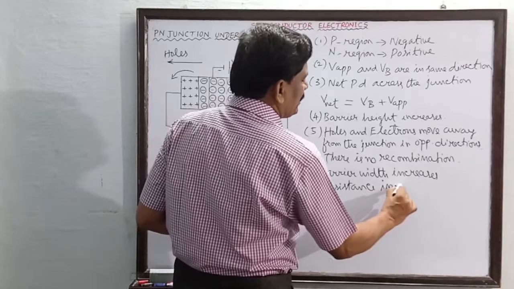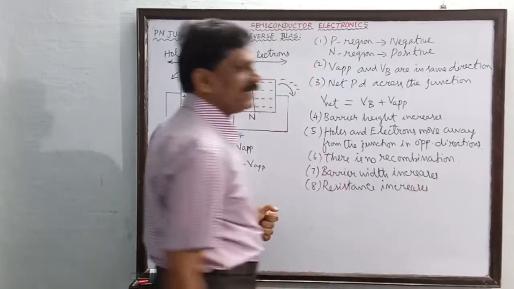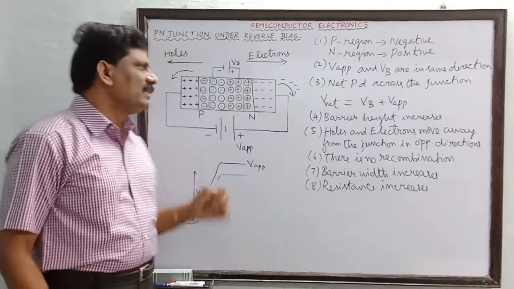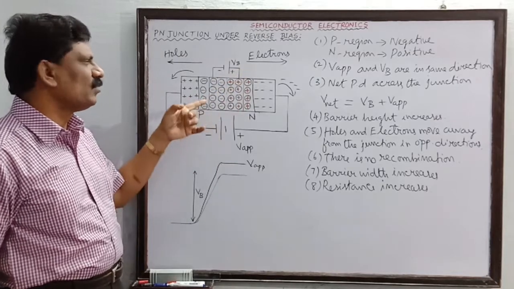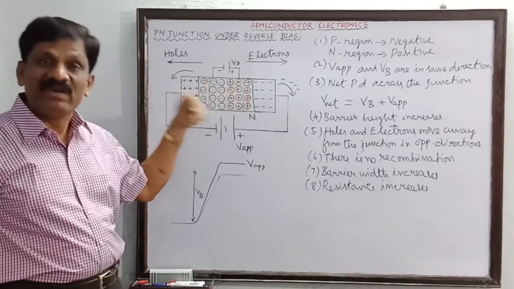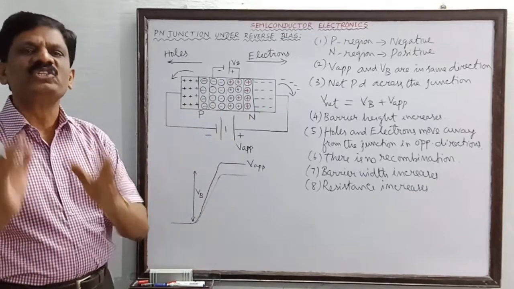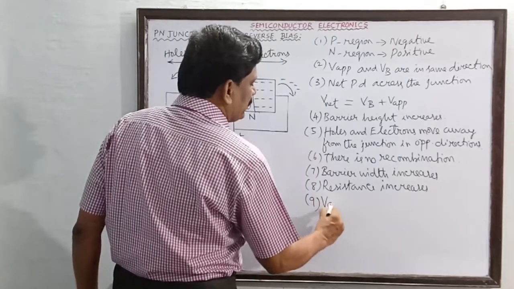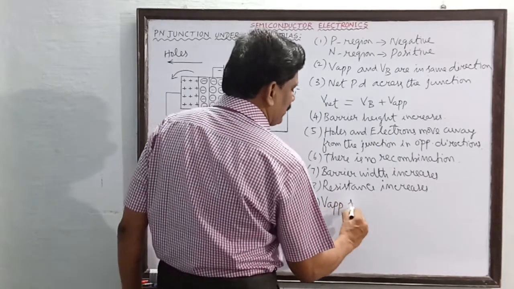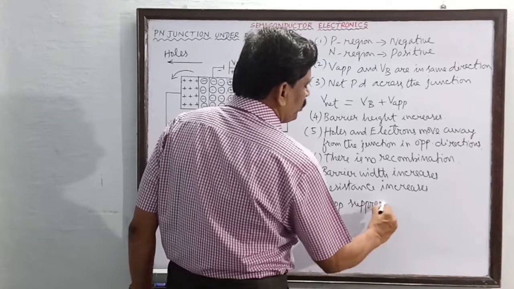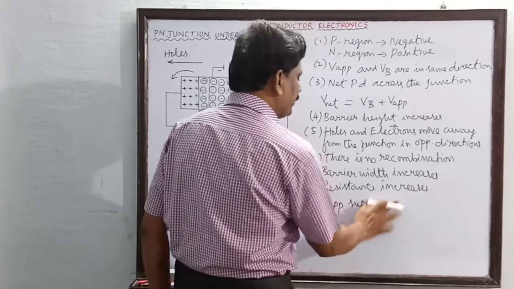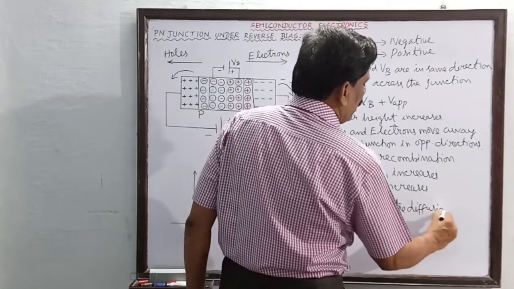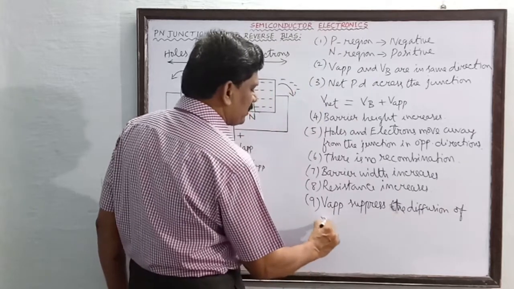When the electrical resistance increases, what will happen? The current cannot easily flow, is it not? See, in this case, since the holes and electrons are moving in opposite directions away from the junction, the diffusion current decreases, because the applied voltage V applied will suppress the diffusion of the majority charge carriers.